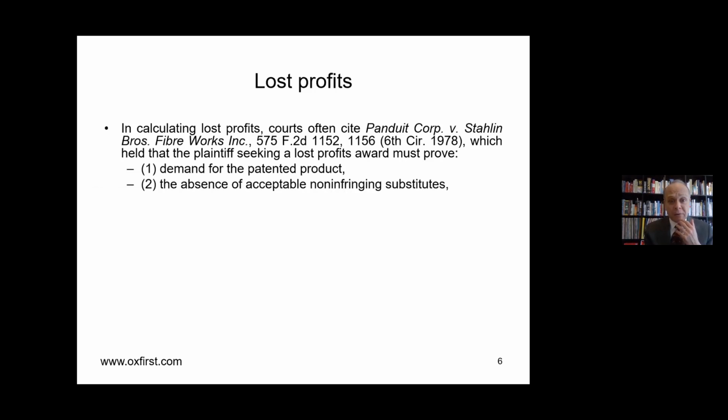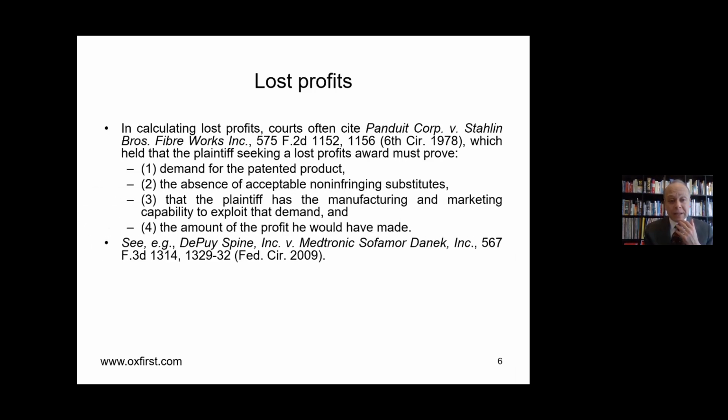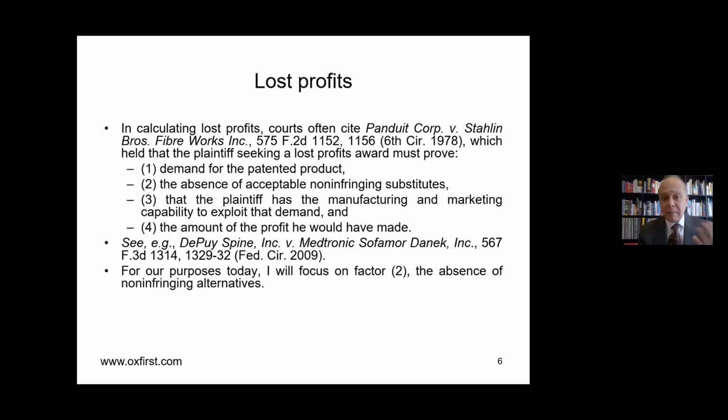These factors that were articulated in this 1978 decision, Panduit versus Stahlin, are usually mentioned in the course of a lost profits opinion. Courts and litigants will often make use of these 4 factors. Specifically, the doctrine is that the plaintiff has to prove demand for the patented product. That's usually not too difficult. Secondly, absence of acceptable non-infringing substitutes. Third, that the plaintiff has the capacity to exploit the demand, and fourth, the amount that they would have made.